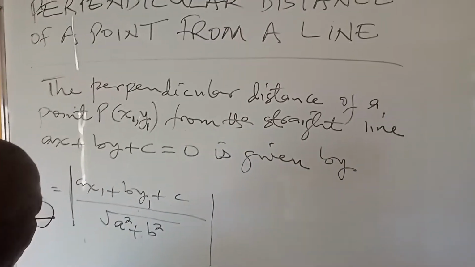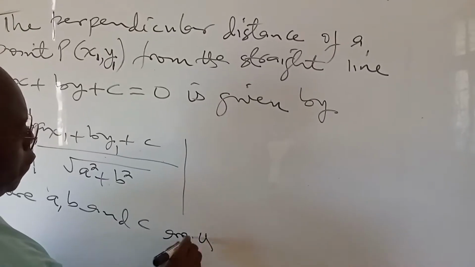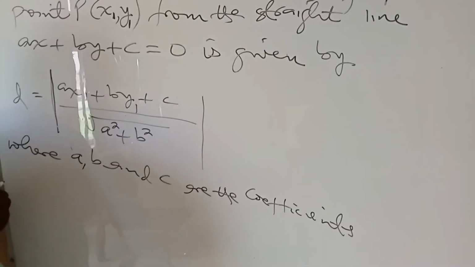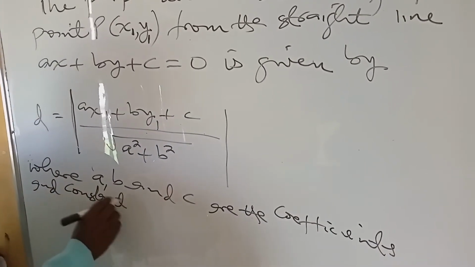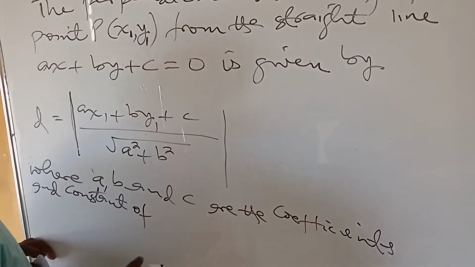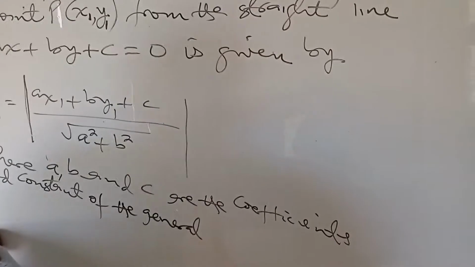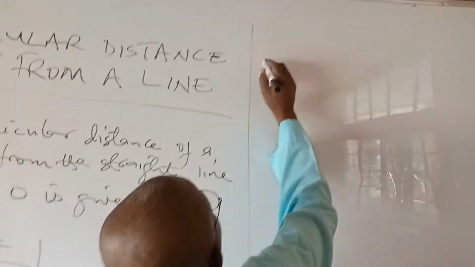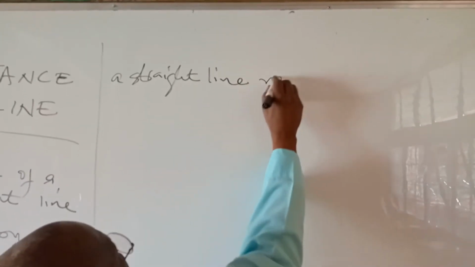Where A, B, and C are the coefficients and constants of the general equation of a straight line respectively.